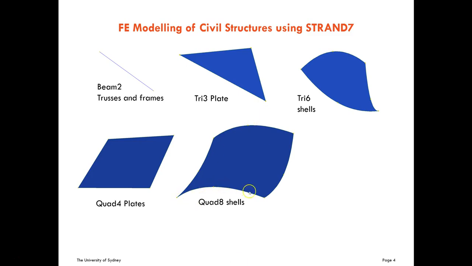Every side has 3 nodes, and they are interpolated by parabolic functions. In these two elements, the stress is not necessarily constant along the elements. Here the interpolation is quadratic, and here the interpolation is above quadratic, it's cubic interpolation.